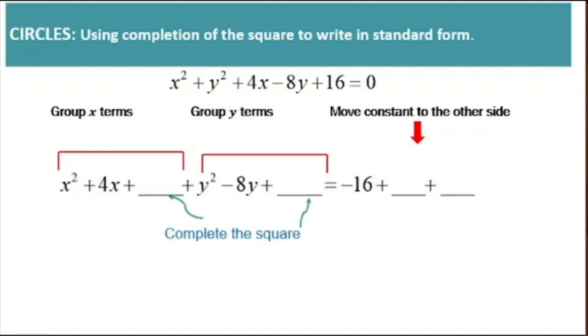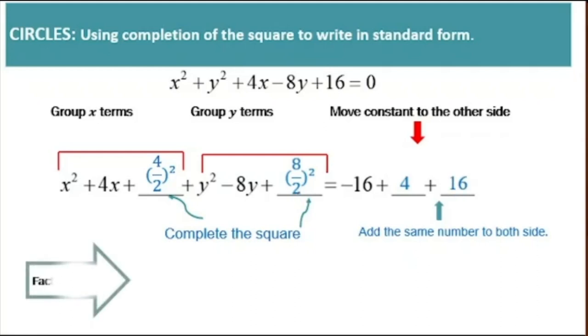And now I have to complete the square. So how do I complete the square? I add half of whatever the coefficient of the x is, so half of 4, I'm going to say 4 over 2, and I square it. And I do the same for the y's. I add half of the coefficient of the y term, which would be 8 over 2, and I square it. But remember, an equation has to balance. If you do it on the left, you have to do it on the right. So I must add the same numbers on the right as well. But I can now say 4 over 2 is 2, and 2 squared is 4, and 8 over 2 is 4, and 4 squared is 16.